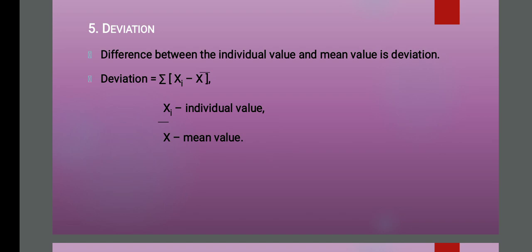I'll repeat. What I mean by deviation is nothing but the difference between the individual value and the mean value, given by the formula sum of xi minus x bar, where xi is nothing but the individual value and x bar is nothing but the mean value. So the difference between the individual value and the mean value, we call it deviation.